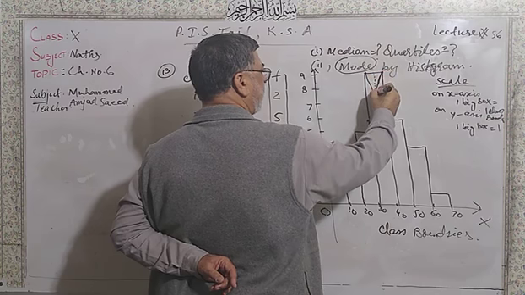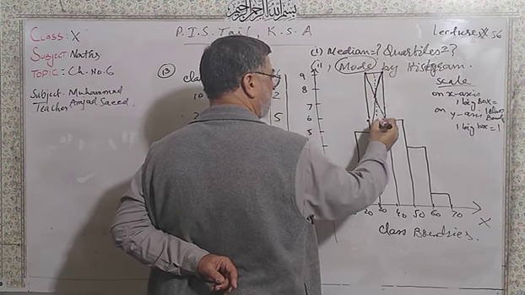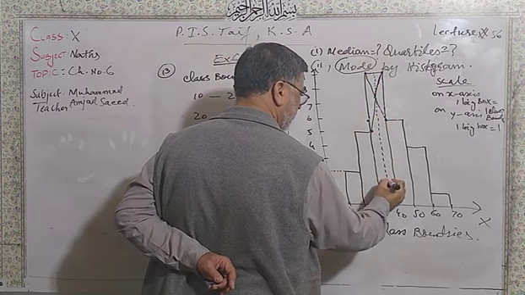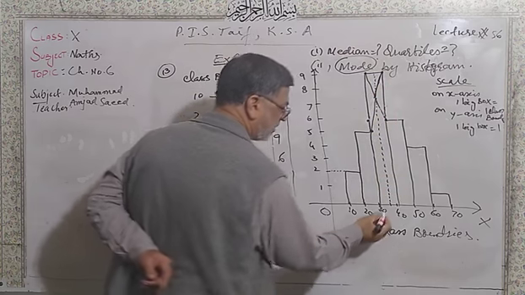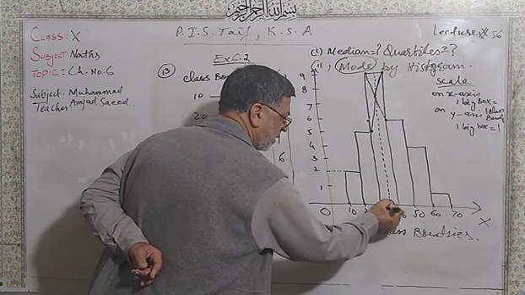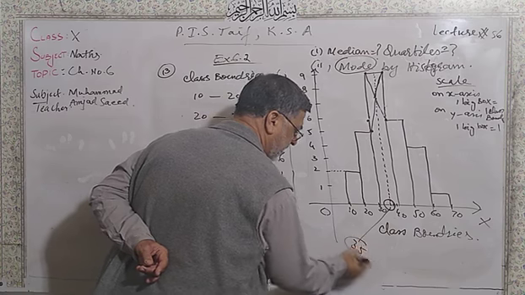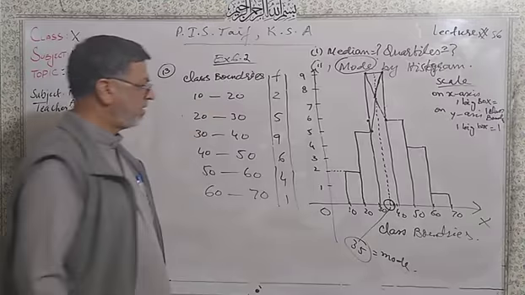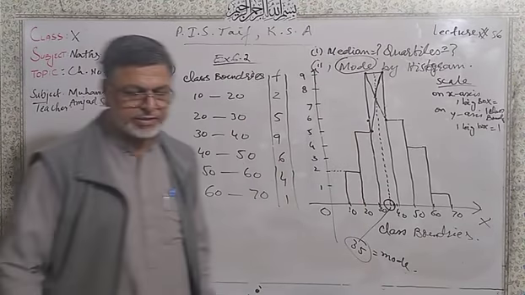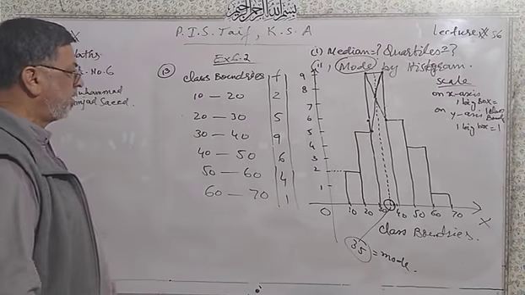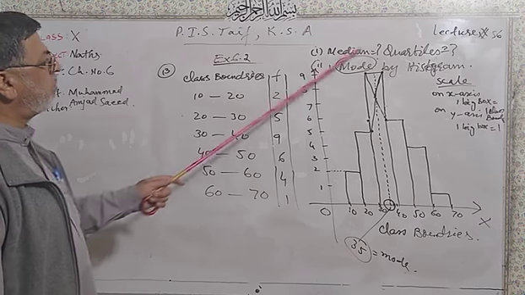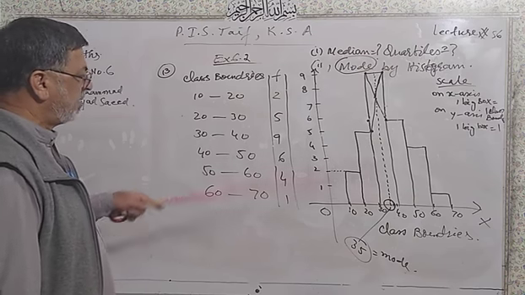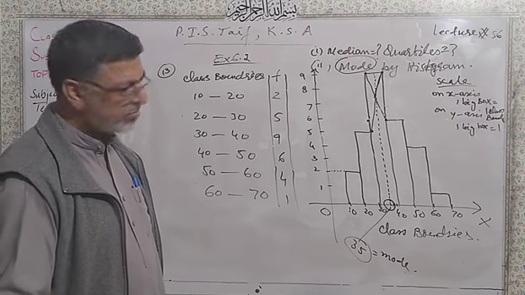Now, with the dotted line, you come down to the x-axis. This is your mode, that is approximately 35. So the mode is in between 30 and 40, that is 35. So this was the mode by histogram, dear students, that is finished.